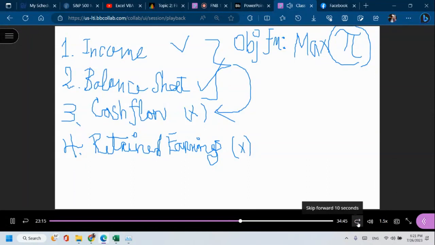I guess I can skip this part. Profit belongs to whom? Who does the profit belong to? Owners of the company, of course. Some people may say to the company. No, the company is an inanimate entity, right? The company is simply a vessel, isn't that right?